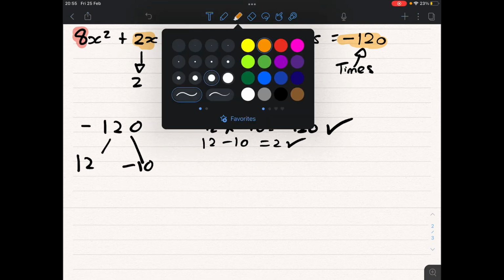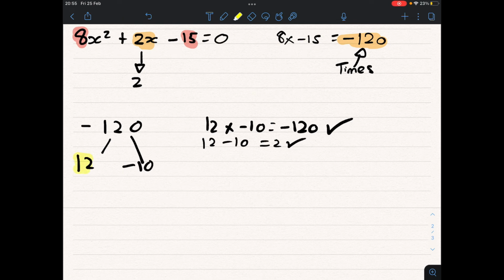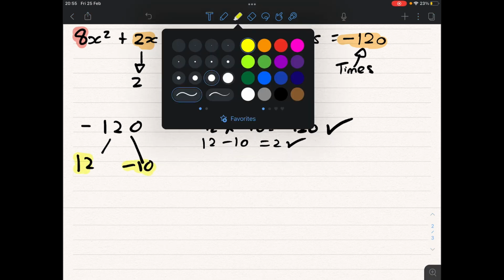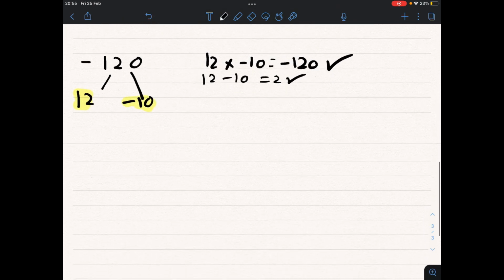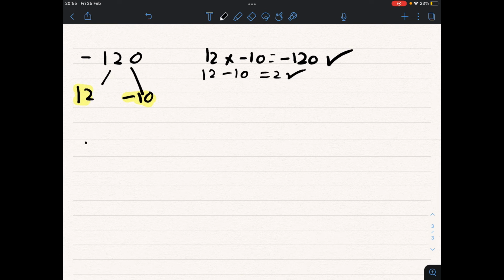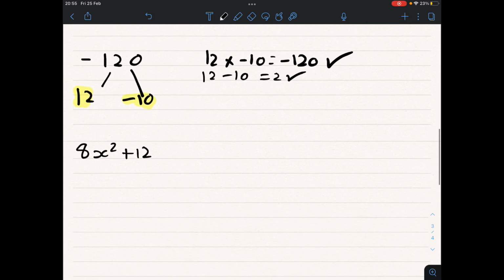Using numbers 12 and minus 10, we rewrite the original equation using these numbers. So it'll be 8x squared plus 12x minus 10x minus 15. Don't forget the x here.